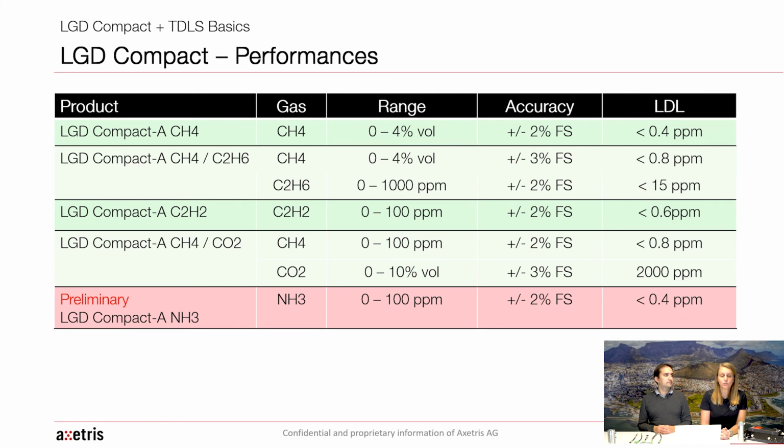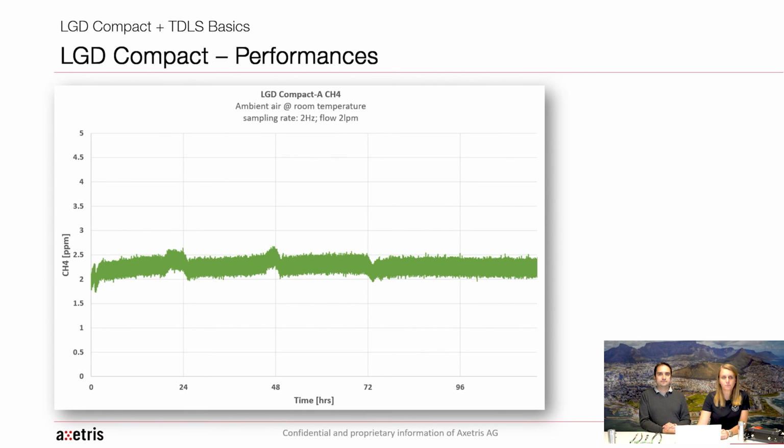We are proud to introduce shortly also the LGD Compact for ammonia. In this case, the range we're targeting is 0 to 100 ppm concentration and an accuracy of plus minus 2% full scale. The lower detection limit in this case is 0.4 ppm. This is an overview of the performance of our current products.